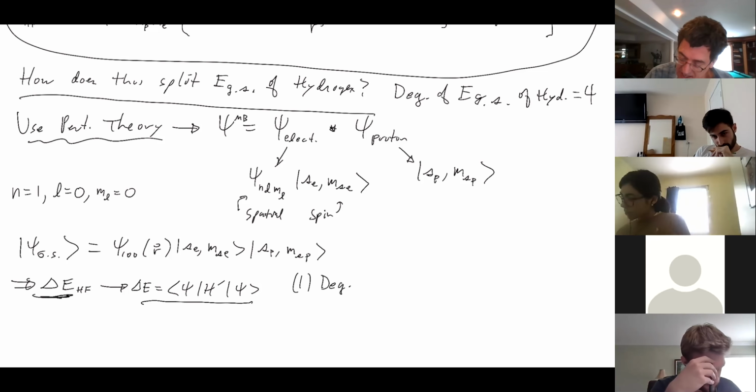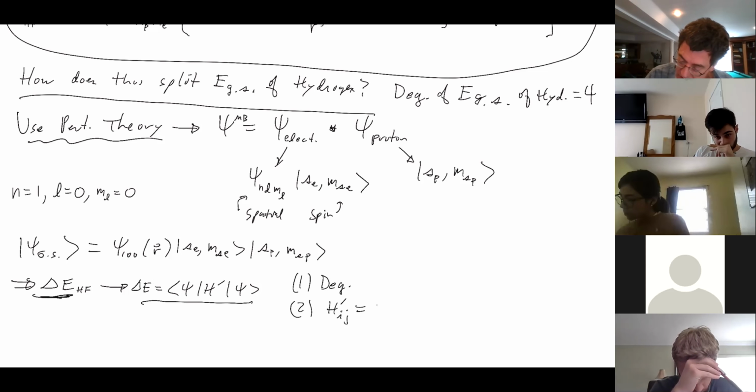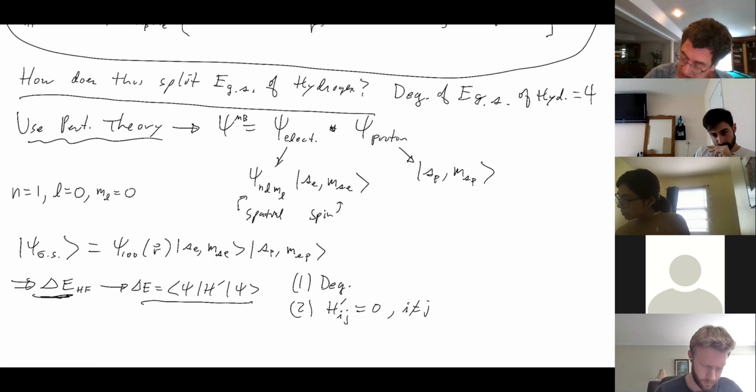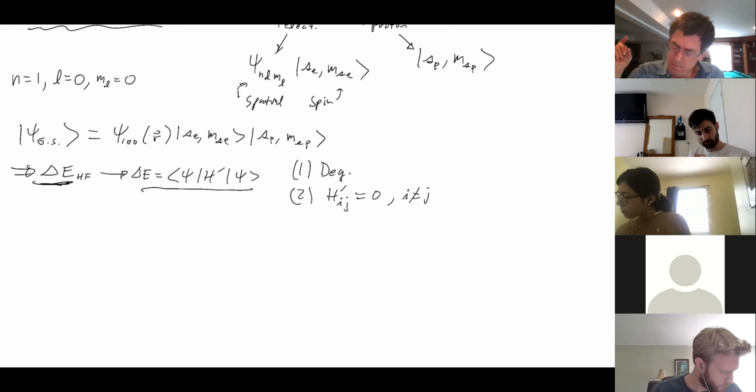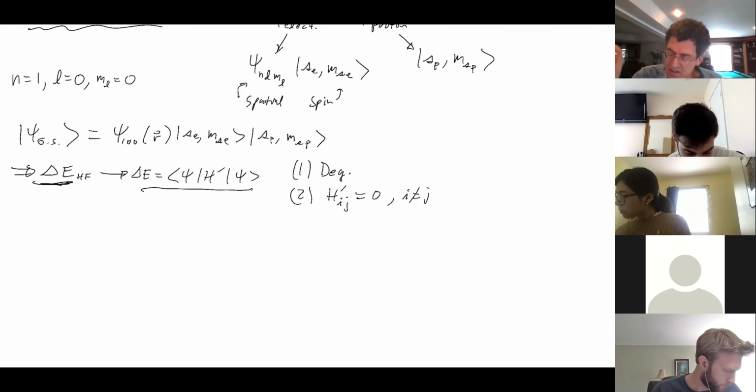And so second, I have to know, are the off diagonal matrix elements equal to 0 or not? For i not equal to j. So we have to check that. But let's do the trick.